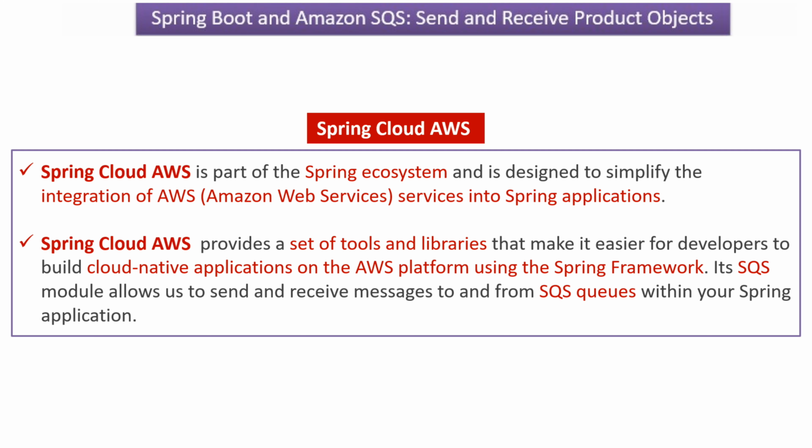Spring Cloud AWS is part of the Spring ecosystem, and it is designed to simplify the integration of AWS services into Spring applications. Spring Cloud AWS provides a set of tools and libraries that make it easier for developers to build cloud native applications on the AWS platform using the Spring framework. It has an SQS module which allows us to send messages to SQS queues and receive messages from SQS queues within your Spring application.